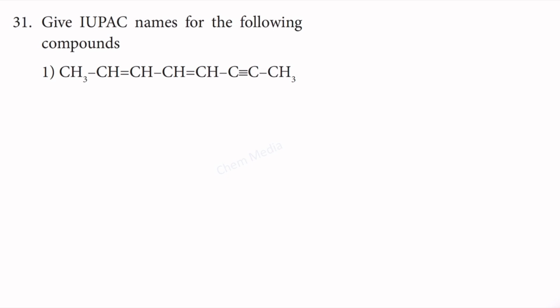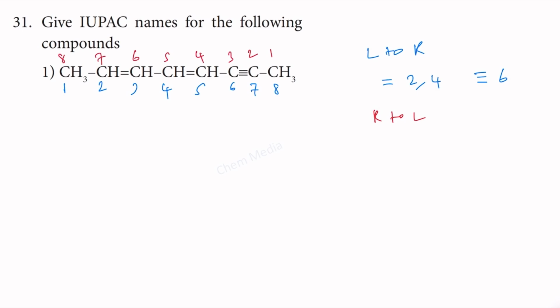Let us write down the IUPAC name for this molecule. Let us first number it left to right 1, 2, 7, 8. Here the double bonds are at 2 and 4 positions and the triple bond is at 6 position if we number left to right. On the contrary, if we number right to left, then 1, 2, 7, 8.